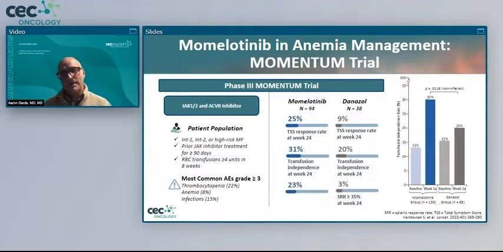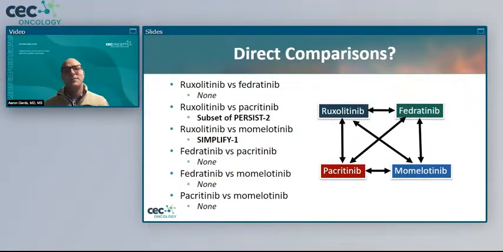So in effect, you could say, well, it's a 2-for-1, right? We are treating spleens and symptoms as well as addressing the needs that come along with anemia for this particular drug. Now that we have 4 JAK inhibitors approved, I think really the challenge here is which one do we pick? Because there are no direct comparisons.